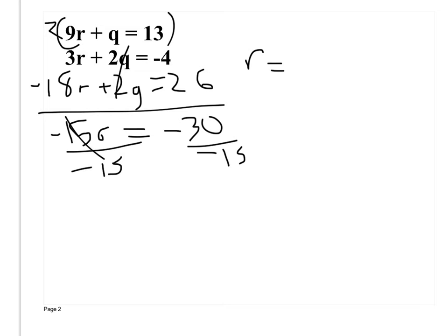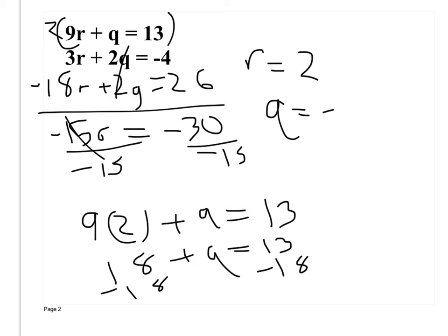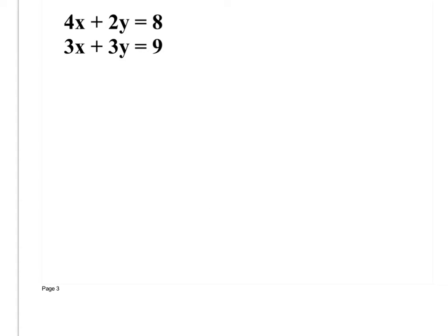R must be 2. So I plug that in. I'm going to plug it into the top one. So 9 times 2 plus Q is 13. 18 plus Q is 13. So I subtract 18. Q must be negative 5. So there's my two numbers. Negative 5 and 2.